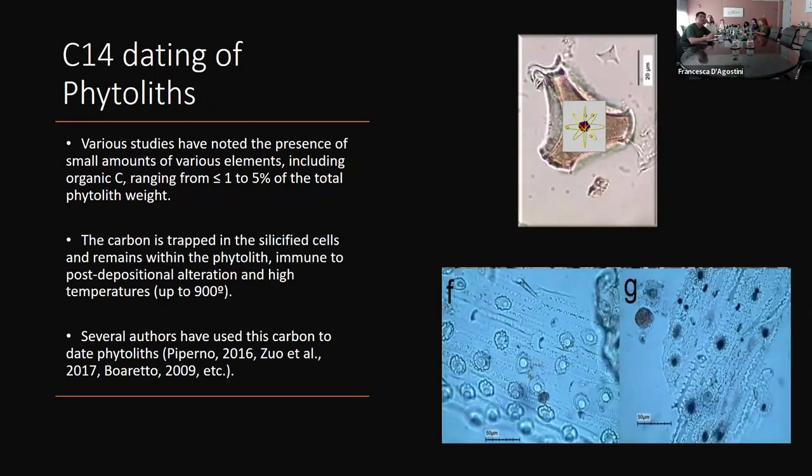Well, just the C14 dating of phytoliths. The Spanish studies noted the presence of small amounts of organic carbon. The carbon is trapped in the silicified cells and remains within the phytolith, immune to post-depositional alteration and high temperatures. This is a sample that was burned at 550, and this is at almost 900. I'm not going to go back to this again, but this black area is carbon. Several authors have used this carbon to date phytoliths, and I just put these references. There are more, but not as many as we would like. There are lots of discussions on whether the carbon comes from the photosynthesis or if it's a contamination of the soil. Not all the authors agree on that, but it would be very nice if they managed to find that reliable.